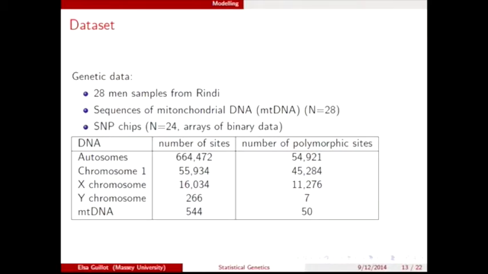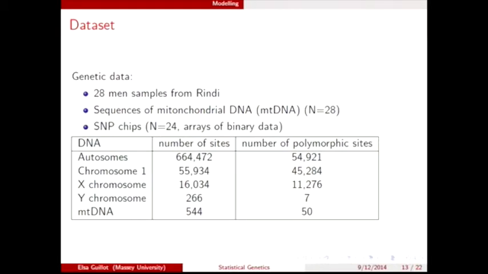For the rest of the DNA, four samples failed, so I only have 24. And I have something called SNP chips, basically for a site, you're going to see whether you're a mutant or not. You have a huge chip, which is an array of those SNPs, and binary data, are you a mutant or not, for each individual, for each site. Typically for the autosomes, 600,000 sites. So that's huge data, as you can imagine.